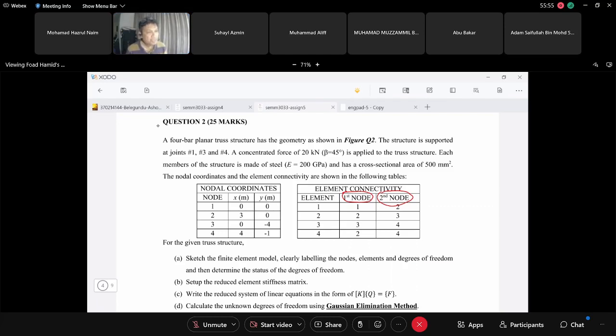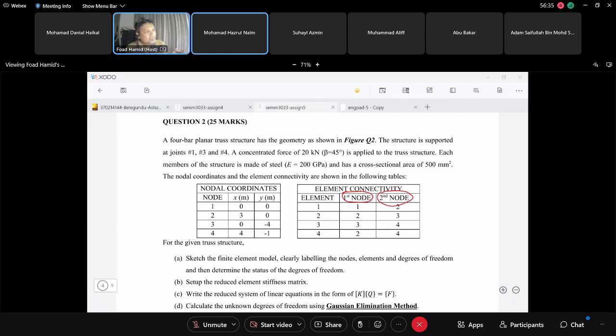Can you say louder, please? For local node. Yes, we need local node numbers. My question is, why do we need local node numbers? Why is it important to know the local node numbers? I just said it earlier. Why do we need that one? Because look at this.